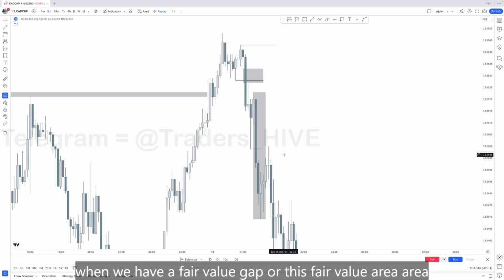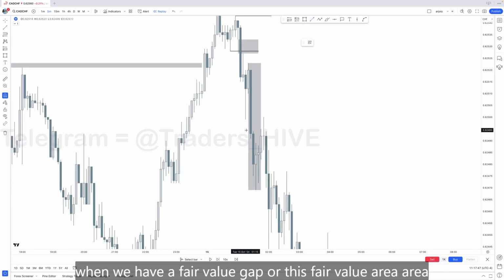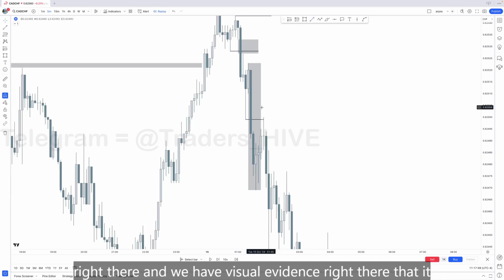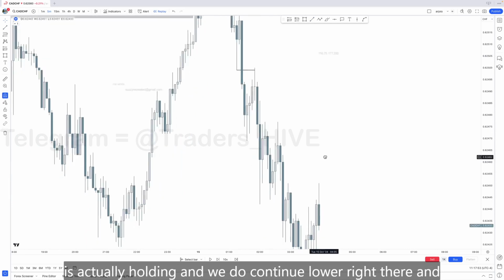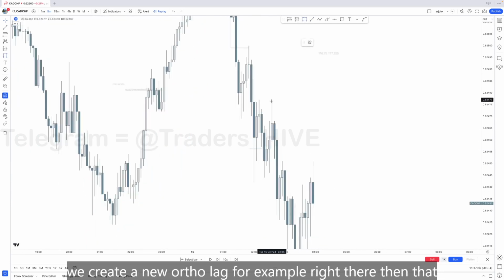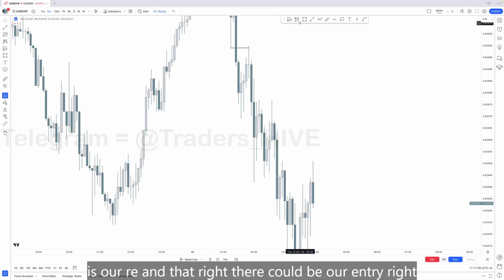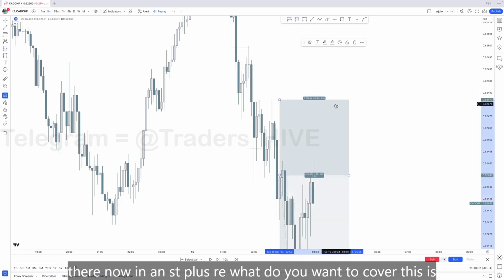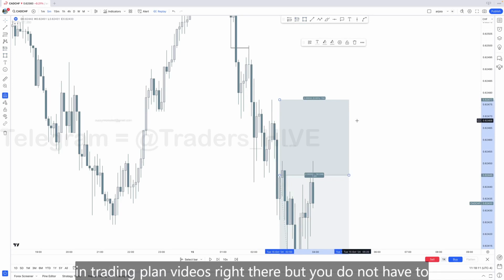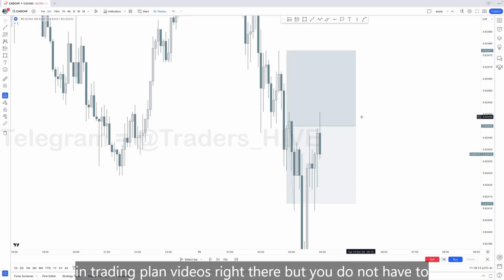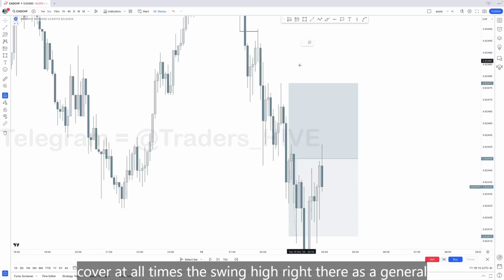So when we have a fair value gap, or this fair value area right there, and we have visual evidence right there that it is actually holding, and we do continue lower right there, and we create a new order flow leg, for example, right there, then that is our re, and that right there could be our entry. Now, in an ST plus re, what do you want to cover? This is something that we're going to dive into specifically in the trading plan videos, but you do not have to cover at all times the swing high right there.